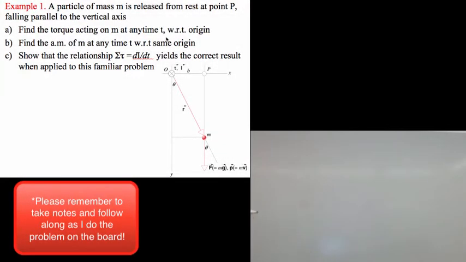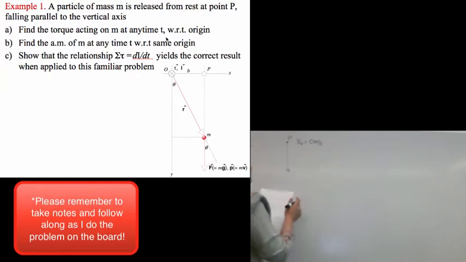So let's walk through this problem. It says a particle is released from rest at a point P, which is given here. It's released from rest, so its initial velocity is 0 meters per second. And it says it is falling vertically, parallel to the vertical axis, so it's falling like this. Then it says find the torque on m at any time t with respect to the origin.